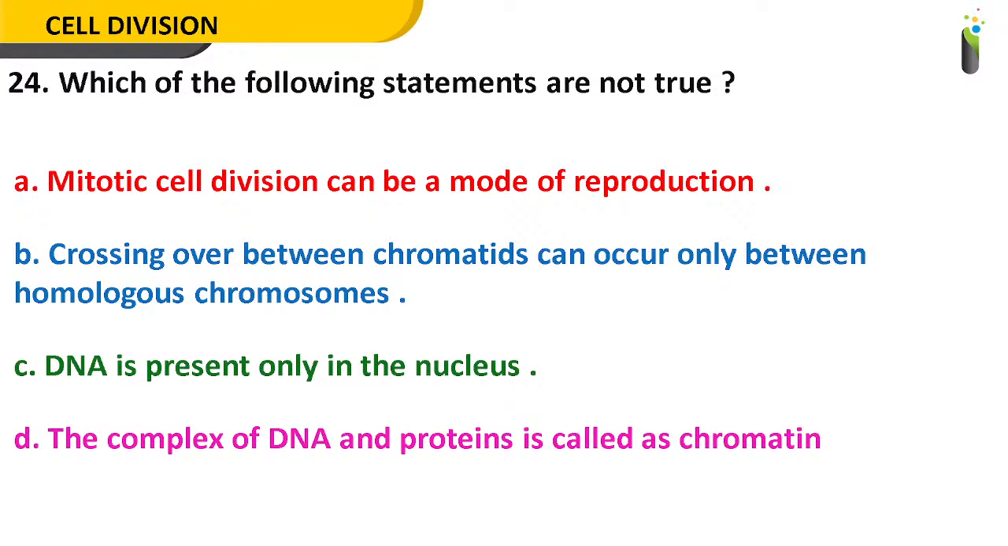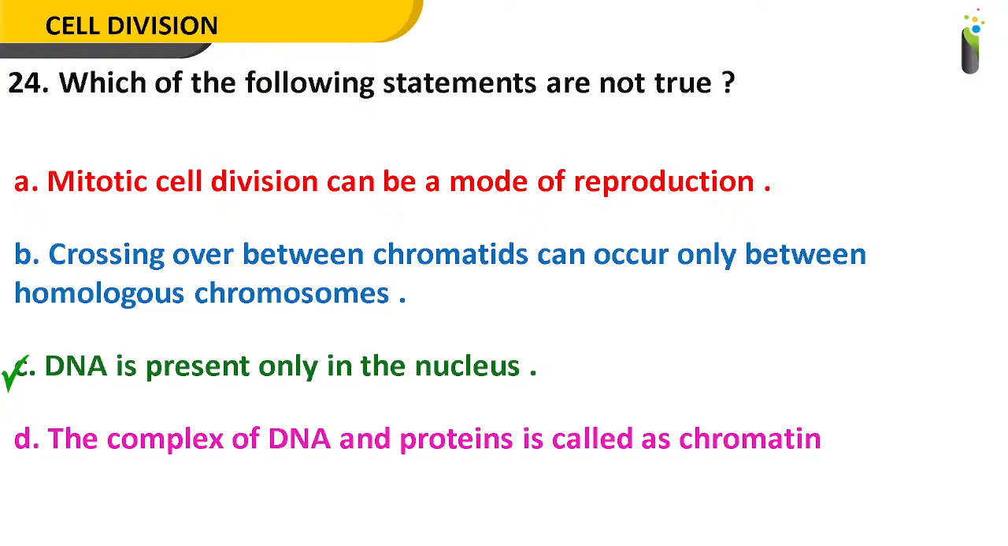The answer for this question is C. This is a not true, that is false statement. Let's understand. Option A says mitotic cell division can be a mode of reproduction. That's a true statement, applicable for unicellular organisms. Option B says crossing over between chromatids can occur only between homologous chromosomes. That is correct. This happens during a stage called pachytene in prophase 1 of meiosis.